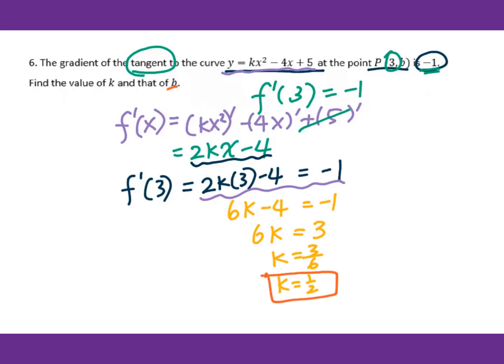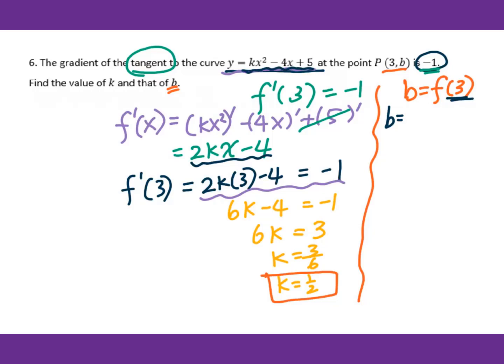Then we're looking for this b. Need to check here. The point is (3, b), which means b equals f of 3. Therefore, we plug 3 into this function, and k is 1/2 already: 1/2 times 3 squared minus 4 times 3 plus 5. You will get -5 over 2. You will get b equals -5 over 2.